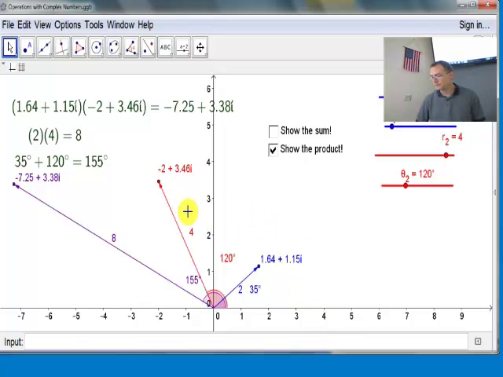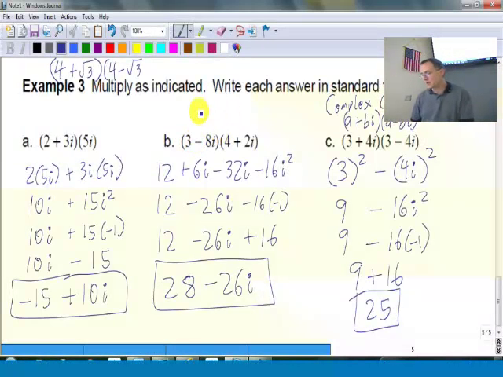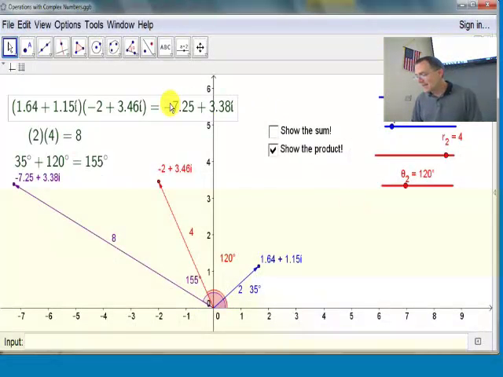120 degree angle. Now we take those two numbers and we multiply them together, and it's ugly. It is way uglier than 3 minus 8i times 4 plus 2i. I mean, look at that problem and just imagine if they're decimals that we have to deal with. And that's how ugly it is. But the calculator does it, or GeoGebra does it, and gets negative 7.25 plus 3.38i.